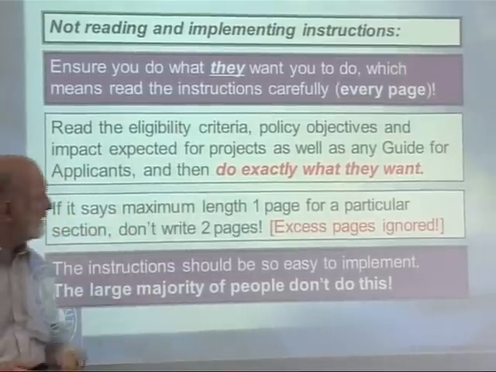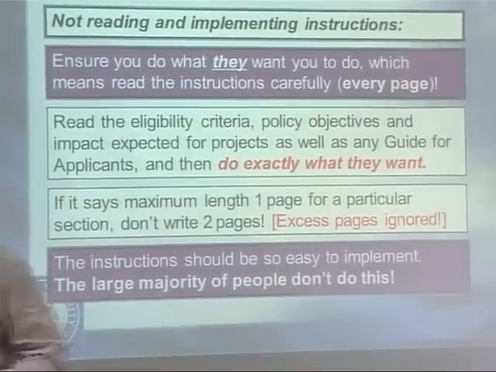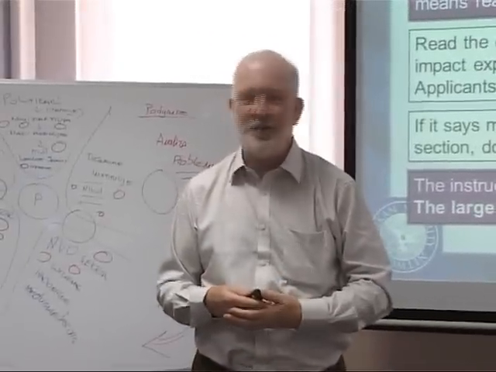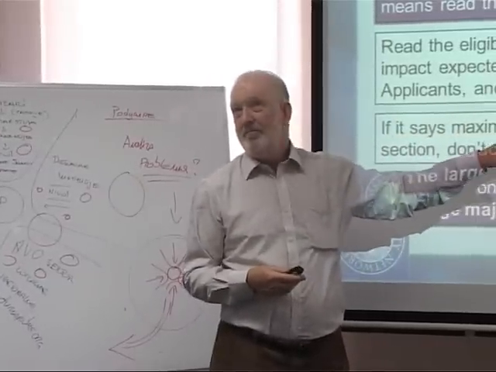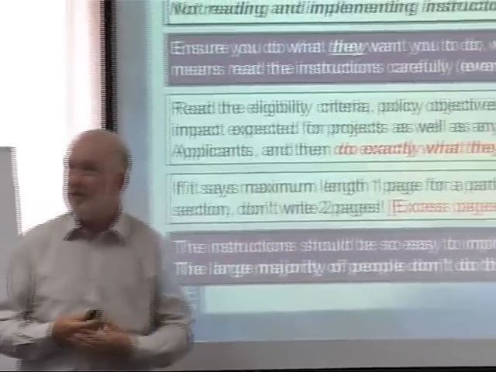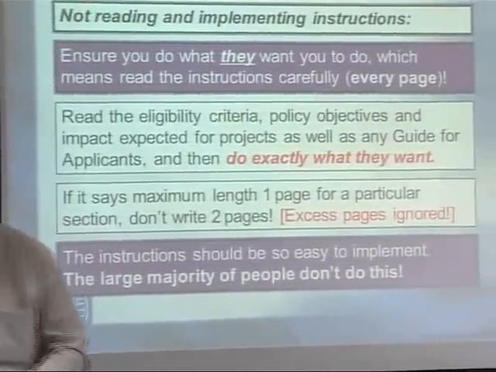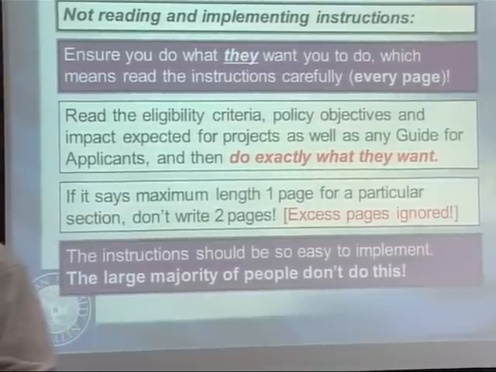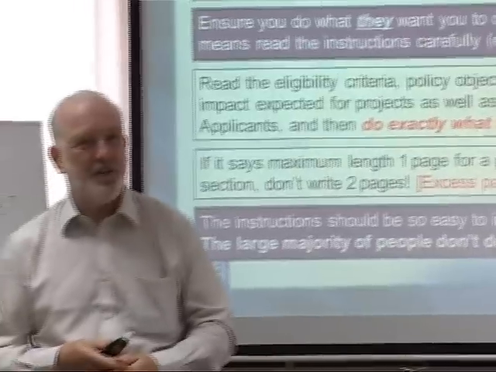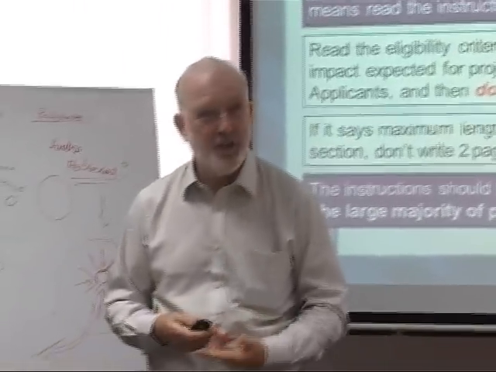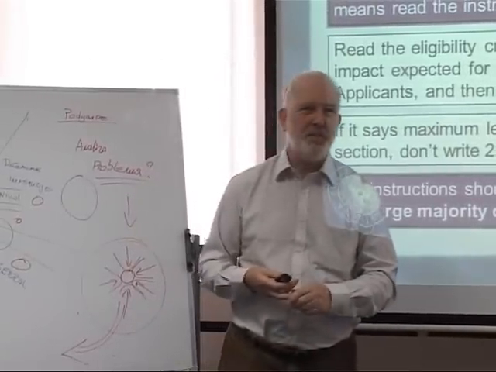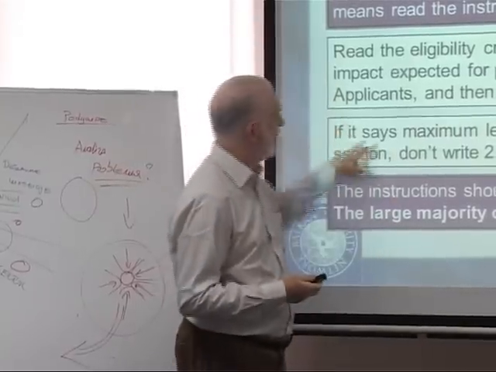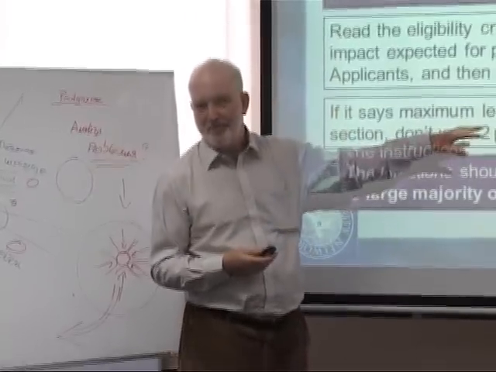If it says maximum length one page for a particular section, do not write two pages. Now, you might think it's obvious. If it says one page, then I write only one page. It should be obvious, but you would be surprised how frequently I was sent proposals from my scientists where instead of one page we had 2 pages, 3 pages, 5 pages, I think the longest that I had was over 10 pages for this section where it says maximum length one page.